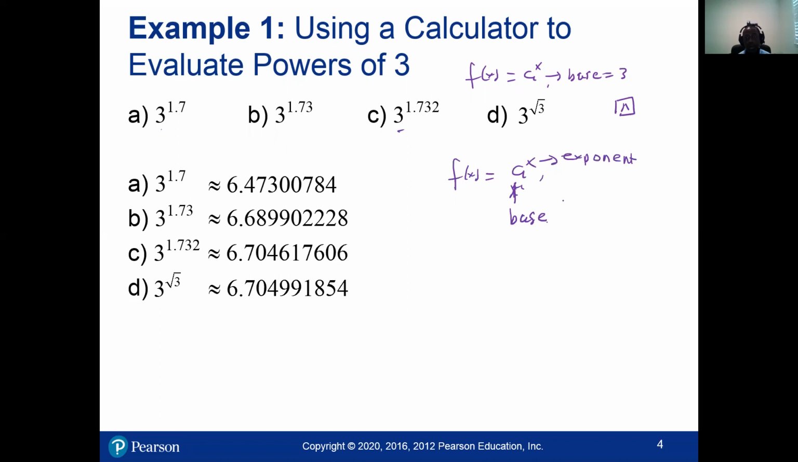Actually, a must be greater than 0. Even if it's 1, it's greater than 0. So it could be between 0 and 1, it could be a fraction, any value like that.